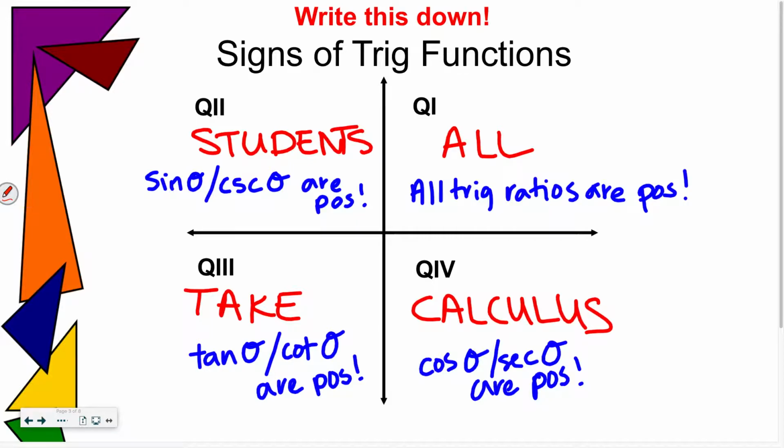All students take calculus. And so you'll hear me say that a lot. It starts in quadrant 1 and then it moves counterclockwise in the order of the quadrants. Okay? Obviously for quadrant 1, all means all of them are positive. So why do I say students in quadrant 2? Sine, because it starts with an S. So take is tangent and calculus is cosine. Now, if you want to make up your own little rule for all students take calculus, you certainly can.